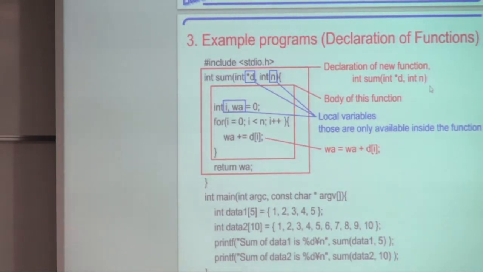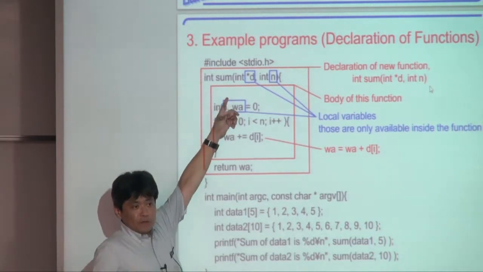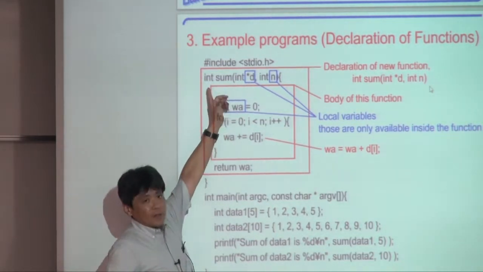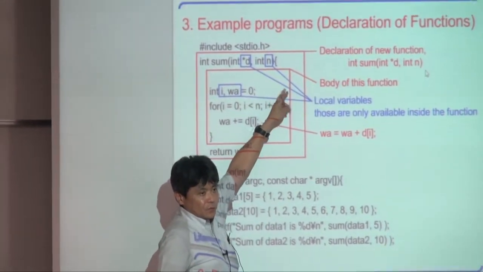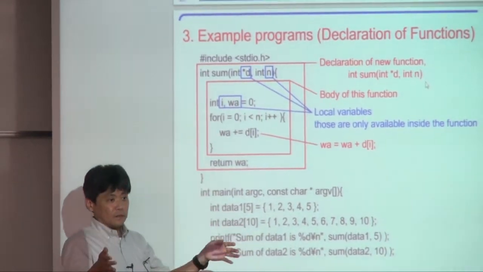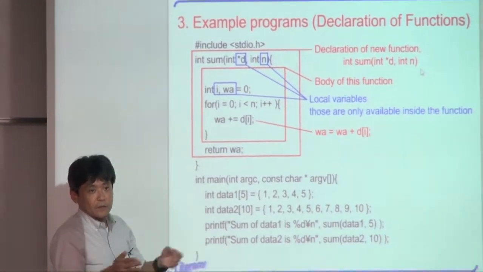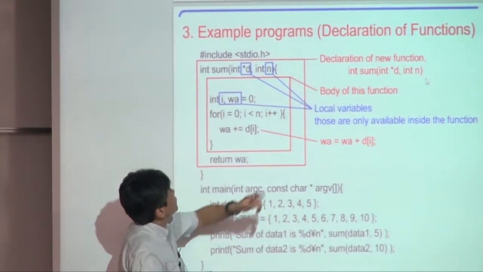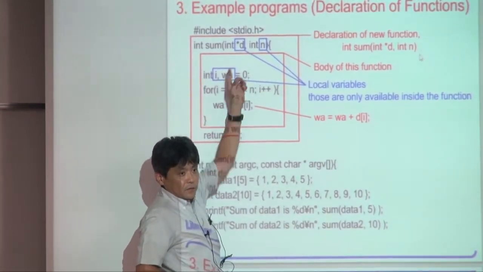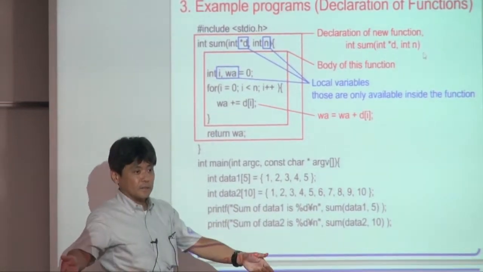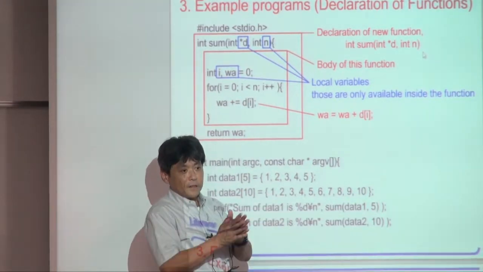This is another example program. In this case a summation function is defined. The function name is sum, and the return type is integer. There are two arguments. The first argument is treated as a set of data, an integer type array. The variable is defined as a pointer to specify the location of the array. And the second argument is the size of the data, the array size.